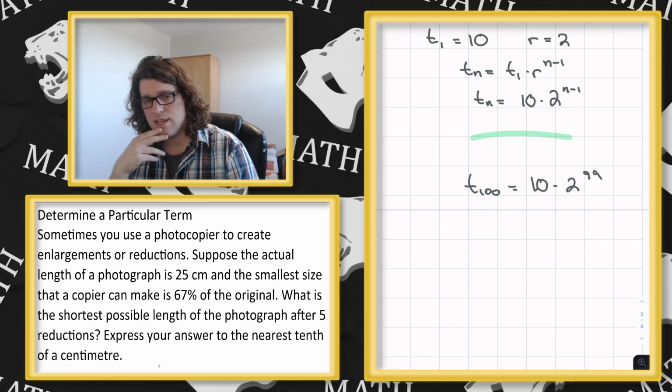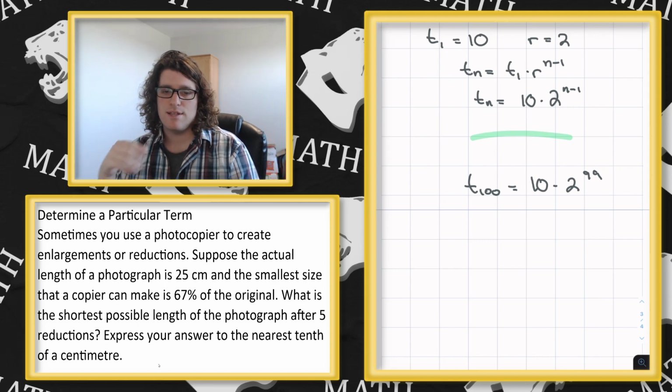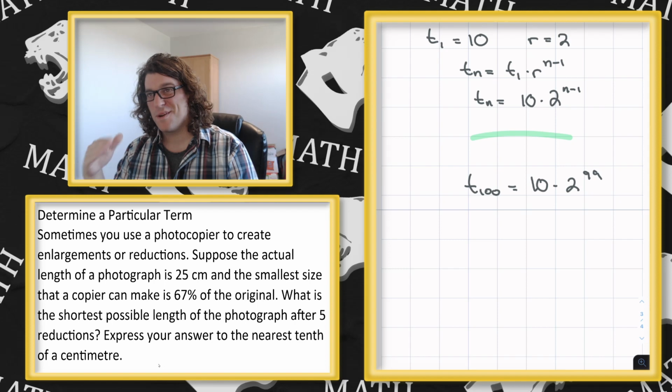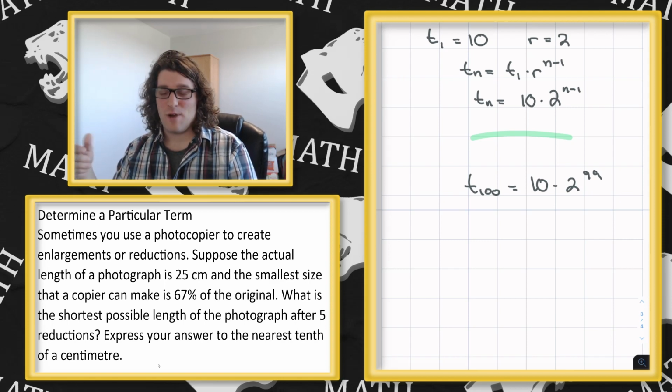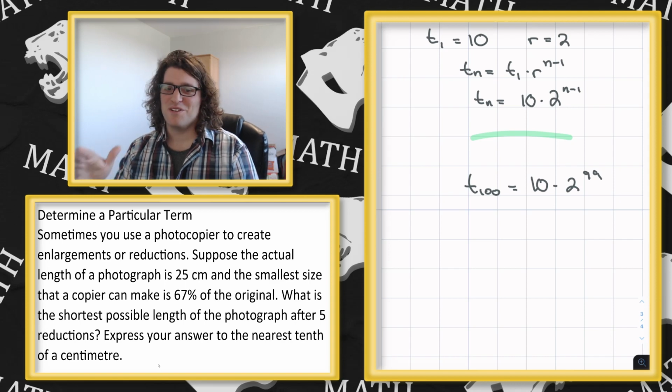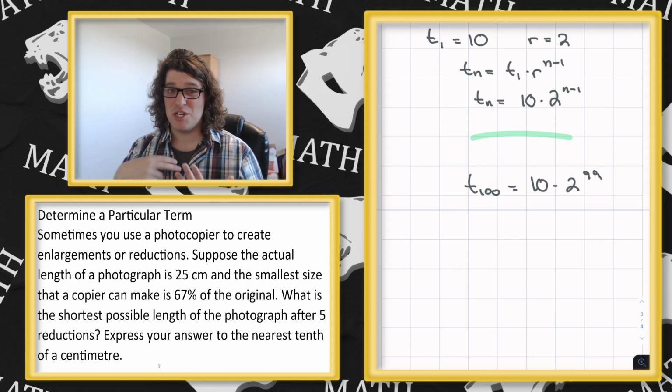Suppose the actual length of a photograph is 25 centimeters and the smallest size that a copier can make is 67% of the original. Now 67%, I am super tempted to use 2/3, and I know that that's not really 67%. It's very close to it. But nice fractions are always better to use, especially in a case like this where you have basically repeated multiplication.